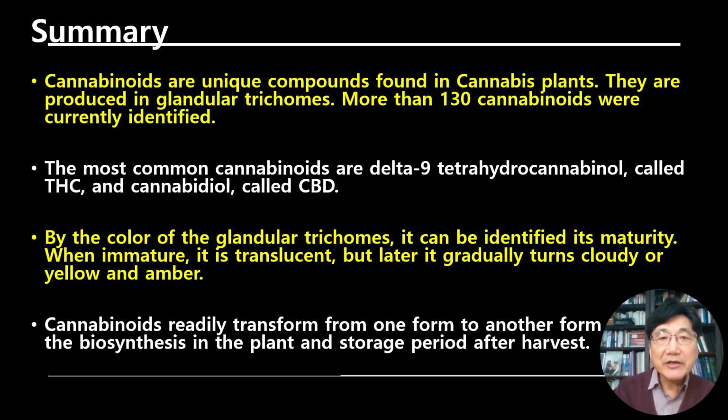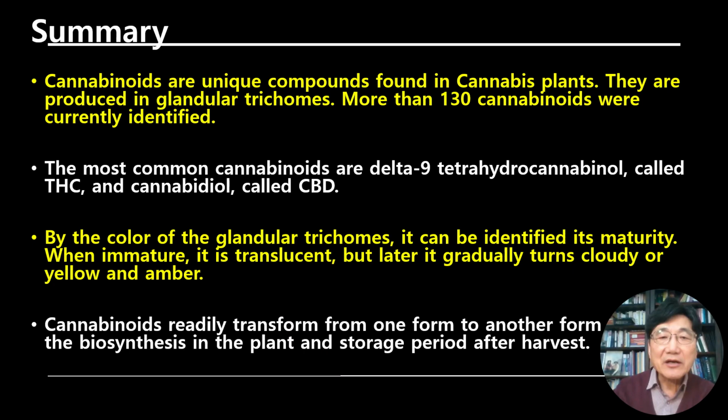This is the summary. Cannabinoids are unique compounds found in the cannabis plant. They are produced in glandular trichomes. More than 130 cannabinoids have been identified. The most common cannabinoids are delta-9 tetrahydrocannabinol, called THC, and cannabidiol, called CBD.